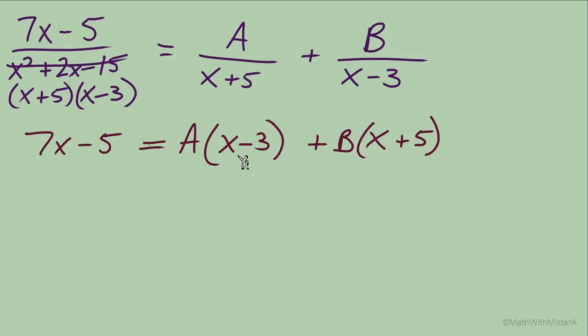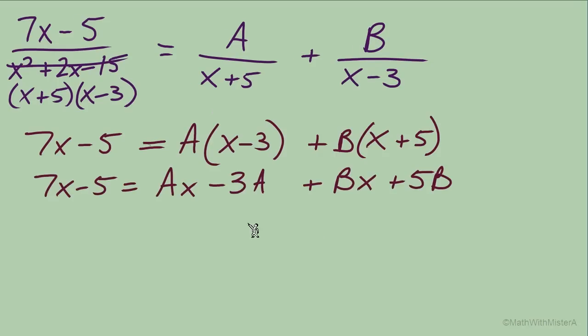What we'll do instead of choosing values for x, we'll actually distribute the A and B. When it comes to this A times x, we would just call it Ax, and A times negative 3, we would call that negative 3A. Just like A and B are variables, we're not treating them any differently. It leads us to this equation.